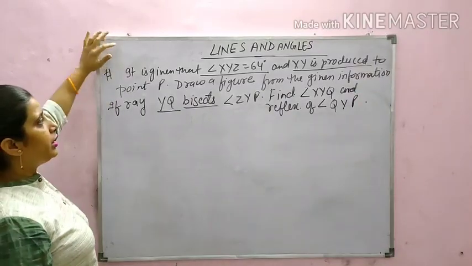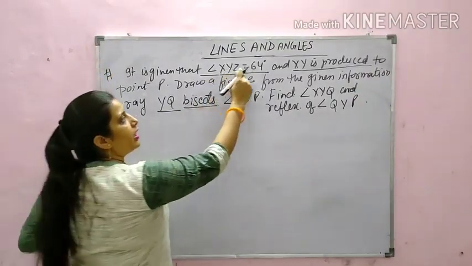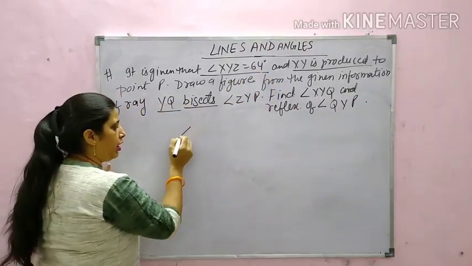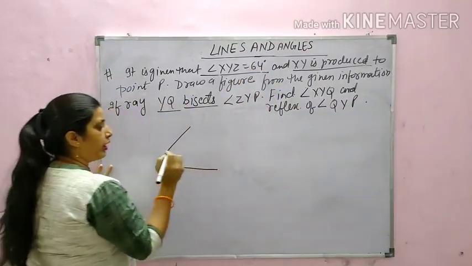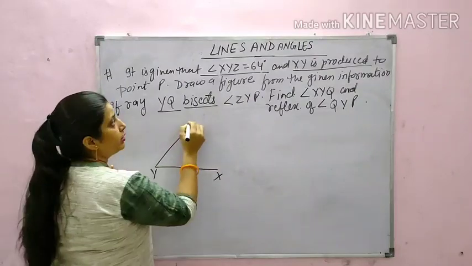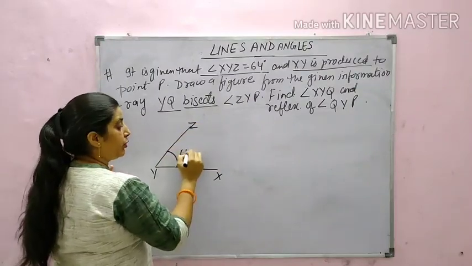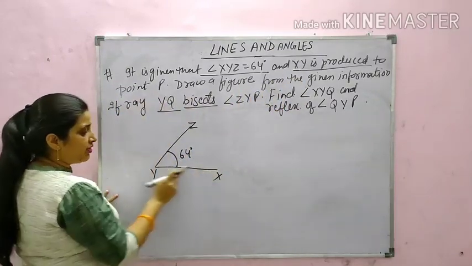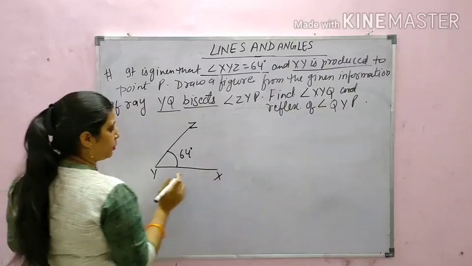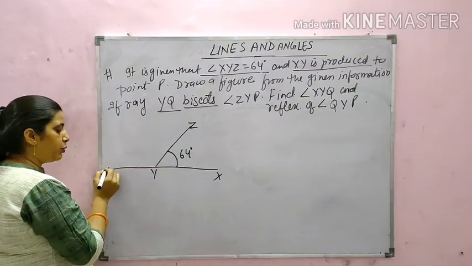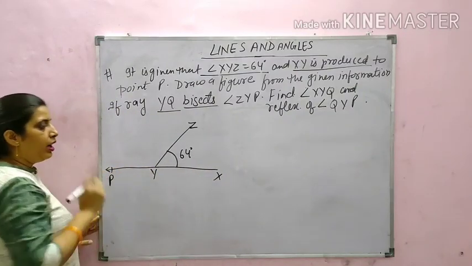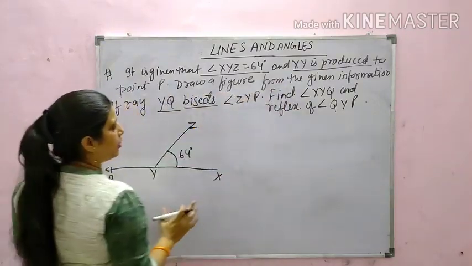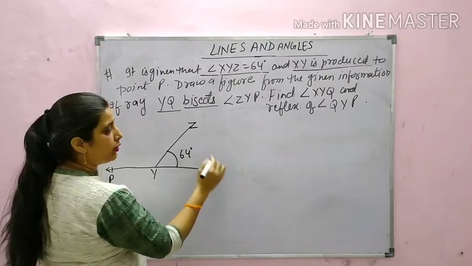Now in this question, it is given that the angle XYZ is 64 degree. It means it is an acute angle. First of all, draw an angle XYZ, 64 degree. Clear? XY is produced to point P. XY is producing, not YX is producing. Clear? Now you will produce like this up to point P. Now draw a figure from the given information. I have drawn the figure by using this information.